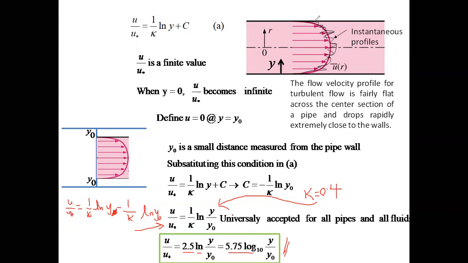As I explained in the previous slide, you can see the distribution in this top figure. The distribution of a turbulent flow has a log distribution. That means the velocity profile for the turbulent flow is fairly flat across the center location and drops rapidly extremely close to the pipe wall. That is how, as we all know, the log varies.